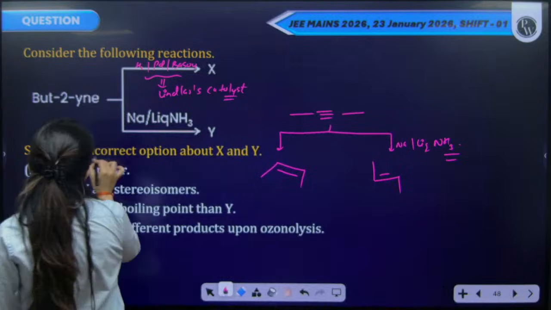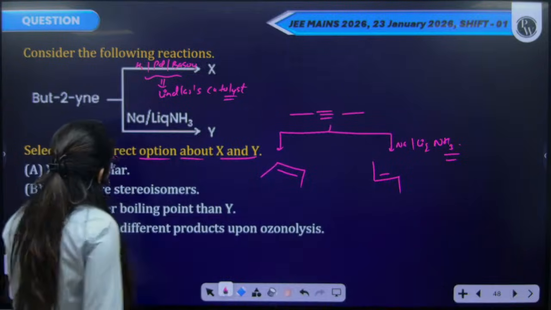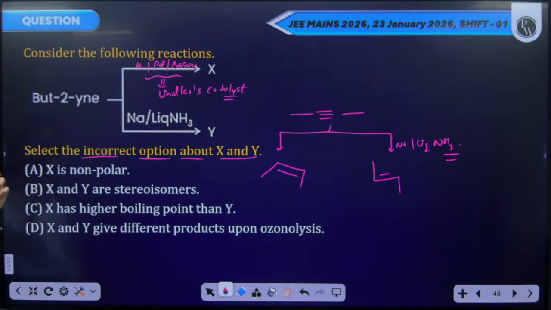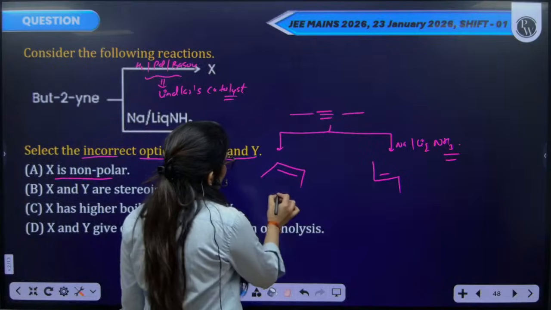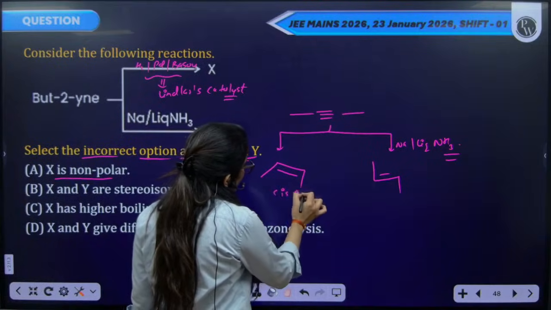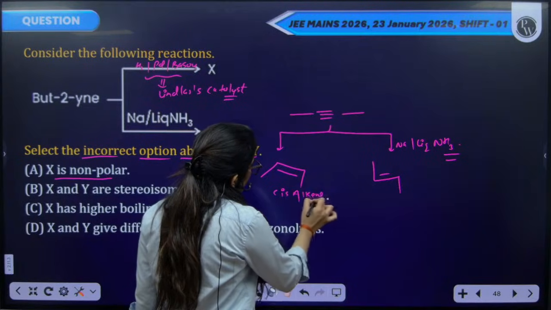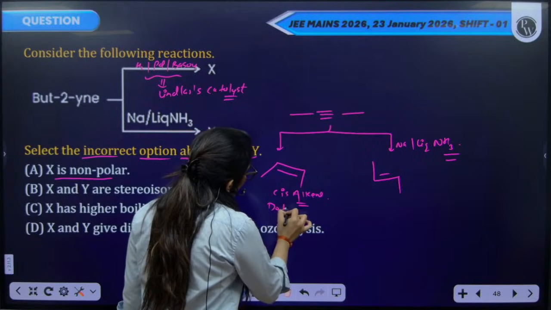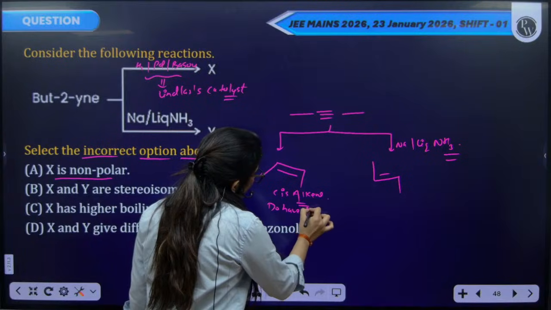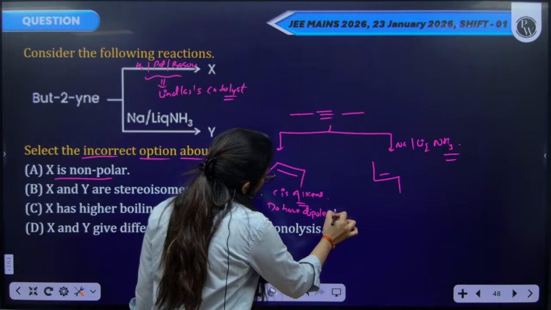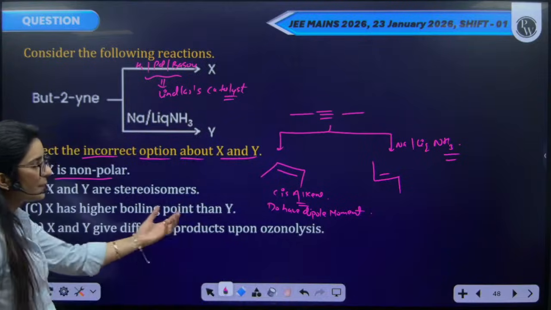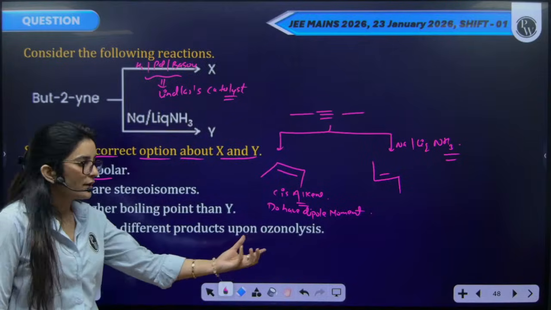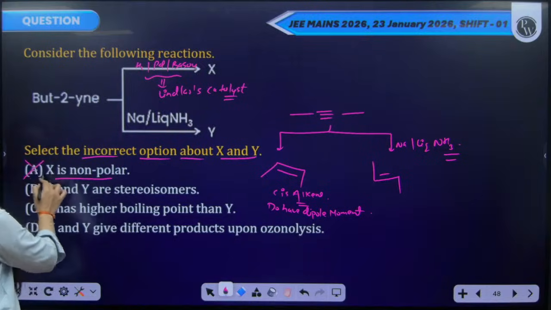You have to select the incorrect option about X and Y. The very first option is: X is non-polar. If I see X, I can clearly see it is a cis alkene, and everybody knows cis alkenes do have a dipole moment. If they do have the dipole moment, obviously they will be polar in nature. So the first option is the incorrect option.